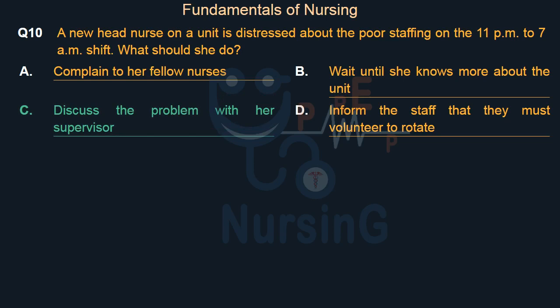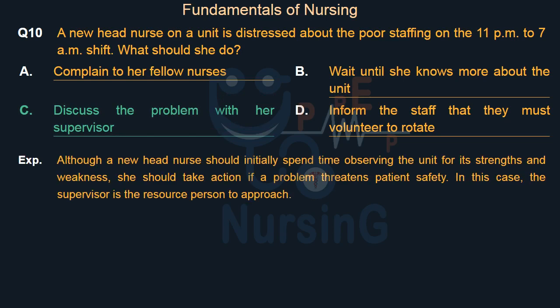Discuss the problem with her supervisor. Although a new head nurse should initially spend time observing the unit for its strengths and weaknesses, she should take action if a problem threatens patient safety. In this case, the supervisor is the resource person to approach.